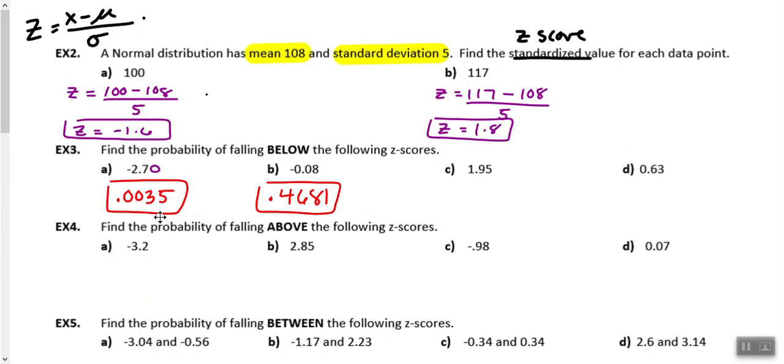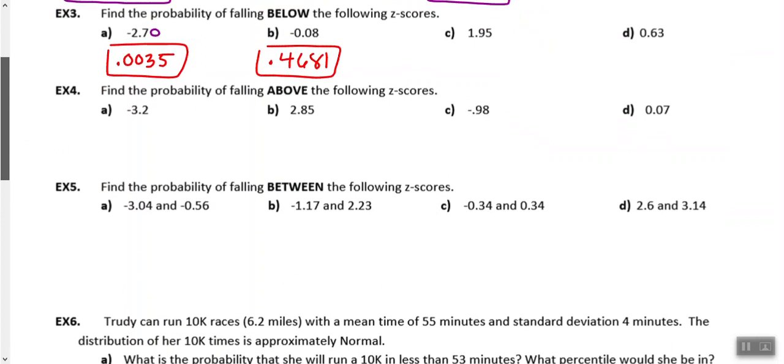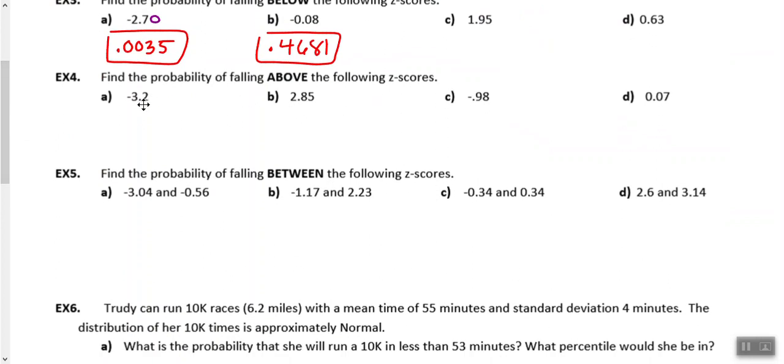Example 4 is saying to find the probability above the following z-scores. So this is key. Since it is asking for above, we're going to have to do something a little bit different. We can't just go look up a negative 3.2. We have to look up the opposite. So instead of looking up negative 3.2, I'm going to look up positive 3.2. And then I'm going to put that 0 on the end so I have my 3 numbers.